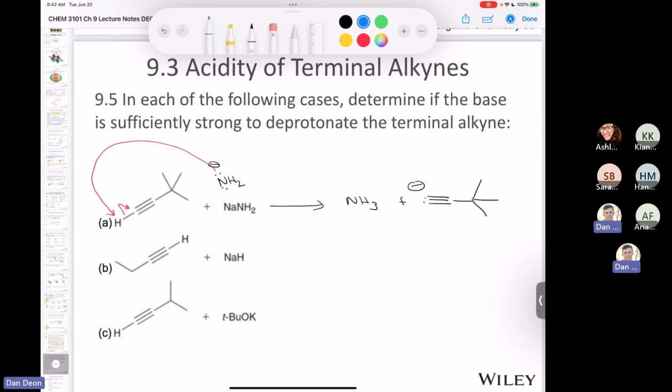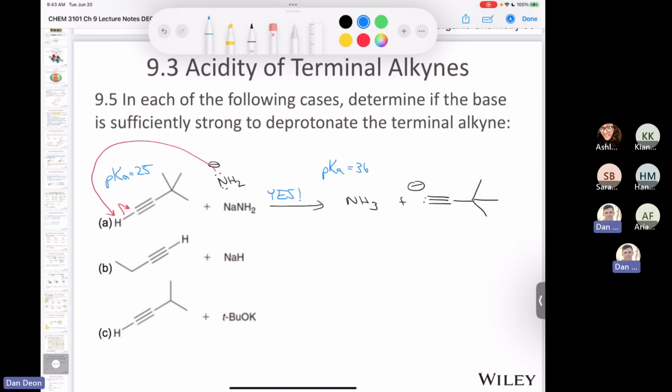So the pKa of the proton of the terminal alkyne is 25, and the pKa of ammonia is 36. So that means that the equilibrium is going to lie to the side of the products, and so the answer is yes. Sodium amide is great.